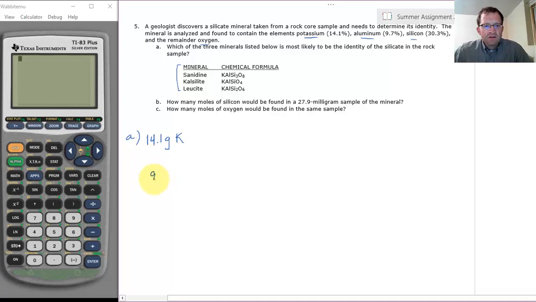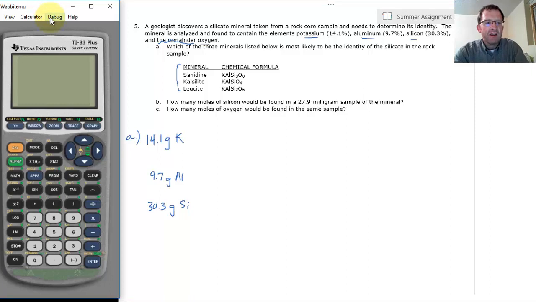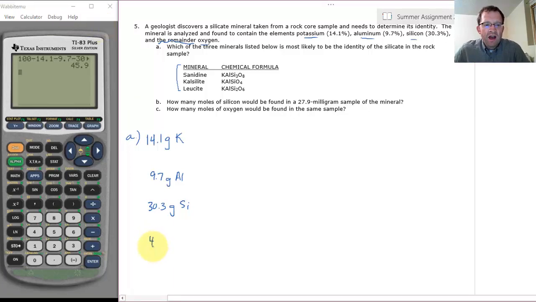9.7% is aluminum, so I'm going to put that down, 9.7 grams out of 100. Silicon, 30.3%, which means 30.3 grams of silicon. And then the oxygen is the remainder part. And we've seen that before. We have to do some subtraction to figure out what's left over. So I'm going to grab my calculator here real quick and subtract that out. 100 minus my potassium, which is 14.1, minus my aluminum, which is 9.7, minus my silicon, which is 30.3. And we find the oxygen is almost half. So that's 45.9%, or grams out of 100, would be oxygen.